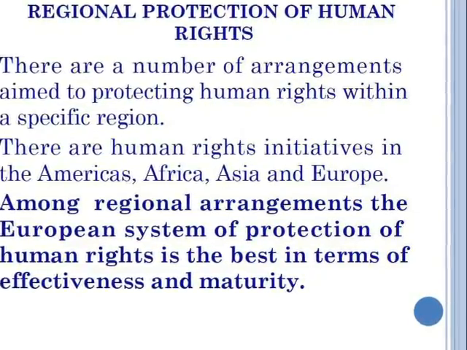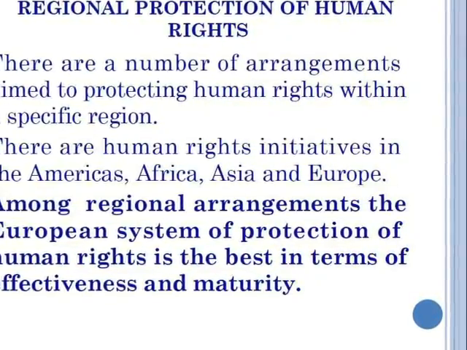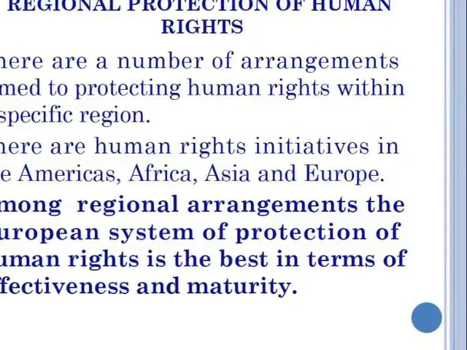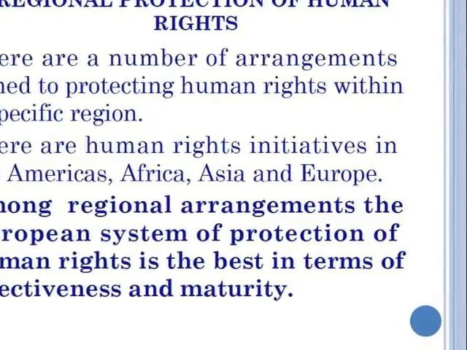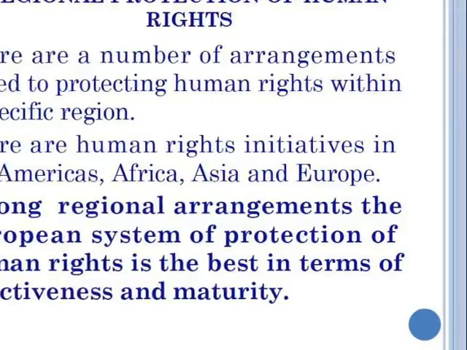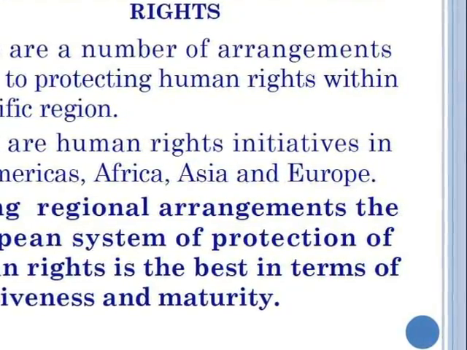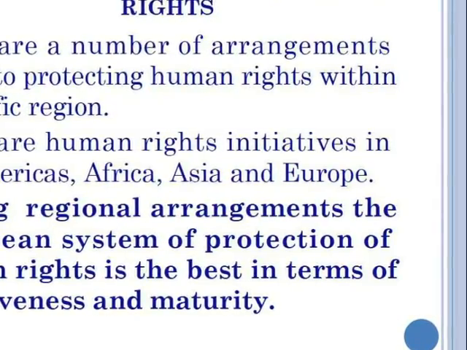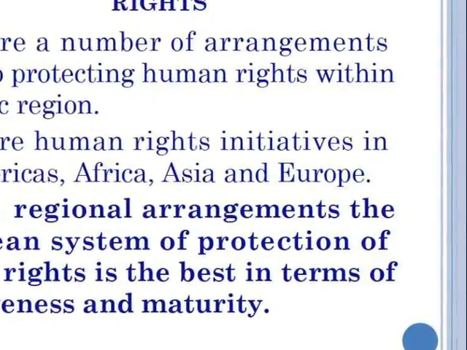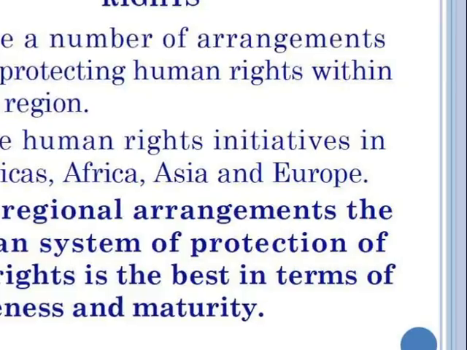Next is the regional protection of human rights. There are a number of arrangements aimed at protecting human rights within a specific region. There are human rights initiatives in America, Africa, Asia and Europe. Among the regional arrangements, the European system of protection of human rights is the best in terms of effectiveness and maturity.